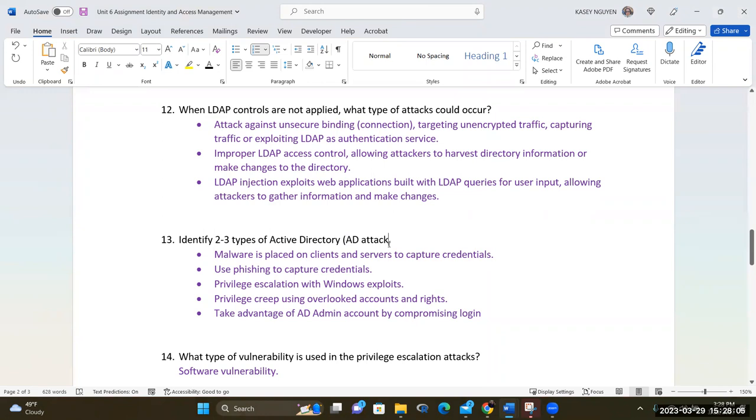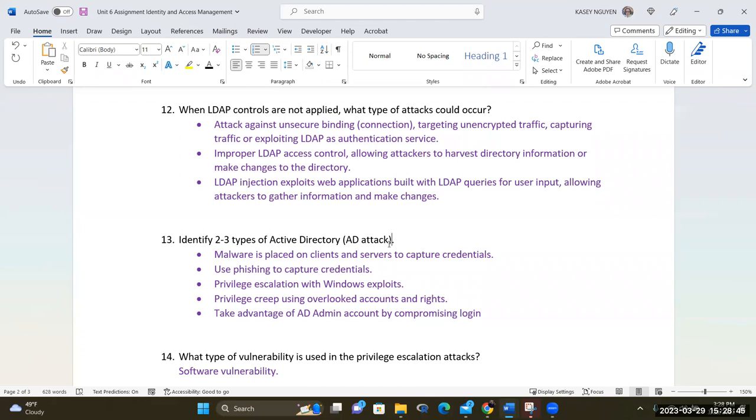They can perform malware placement. So they can just install malware on the client or the server system. And that could be a keylogger, right? To capture credentials. Use phishing to capture credentials. So social engineering is at work here. Then they can also do privilege escalation. And keep in mind, you only have to do 2 or 3, but I list them so that you know additional ones. So privilege escalation with Windows exploits.